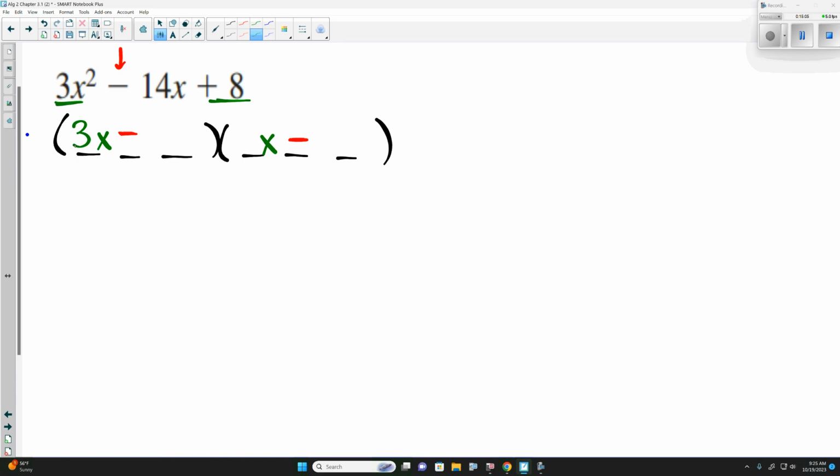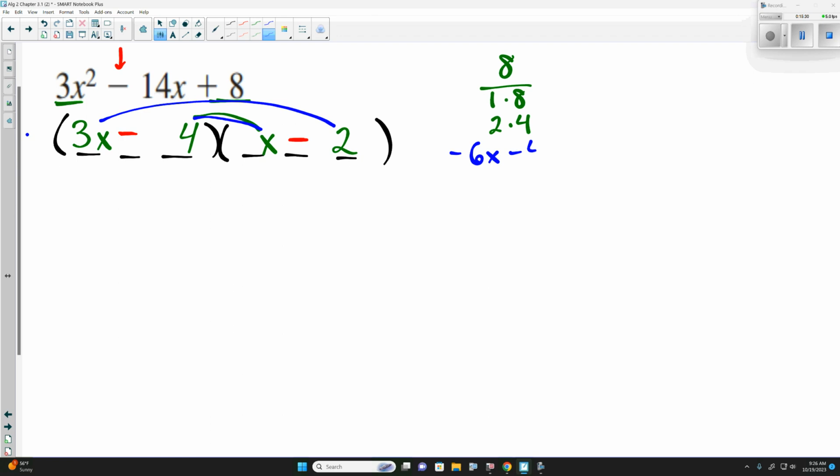Factors of 8. We have more than one, so I'm going to list them out. 1 and 8, 4 and 2. So we can do this here, and let's check this. 3x times -2, and -4 times x, -4x, and exactly it would be -10x. Is that what we wanted?